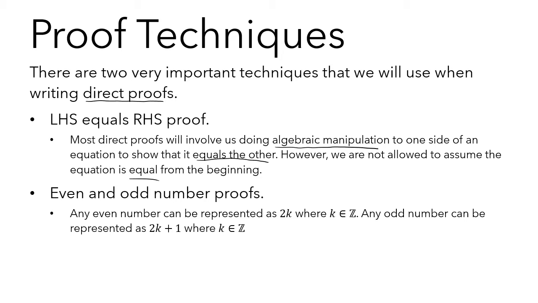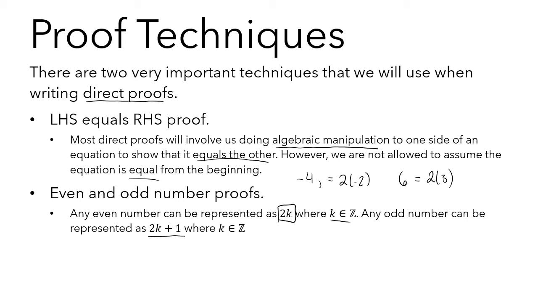The second thing we're going to deal with are even and odd number proofs. So keep in mind that an even number can be represented as 2k, where k is any integer. So think about like -4. That's equivalent to just 2 times negative 2, or 6, that's equivalent to 2 times 3. So we know a number is even if it's 2 times some integer. And then an odd number can be represented as 2k plus 1.